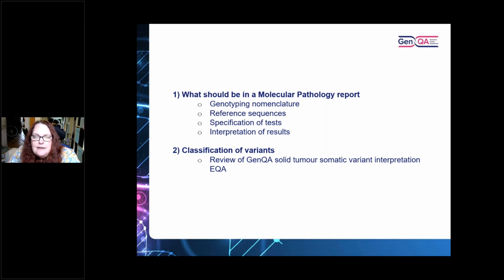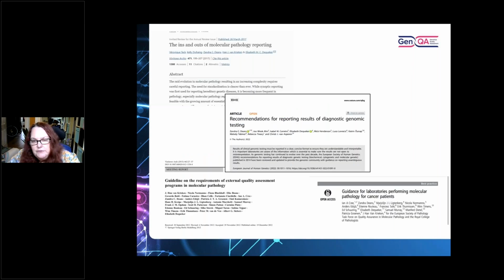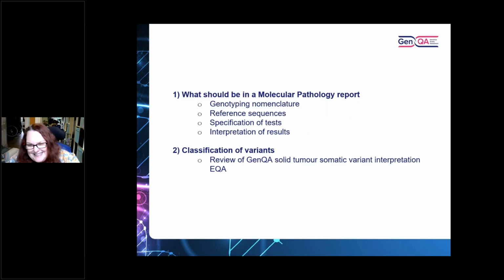We always get a lot of questions about what should be in the molecular pathology report. There's a lot of things that we need to properly interpret a report. It could just say we found a BRAF mutation. Well, that's not really helpful because there are lots of different BRAF mutations. So you need some kind of nomenclature to describe the mutation. You need some kind of reference sequence to interpret that mutation.